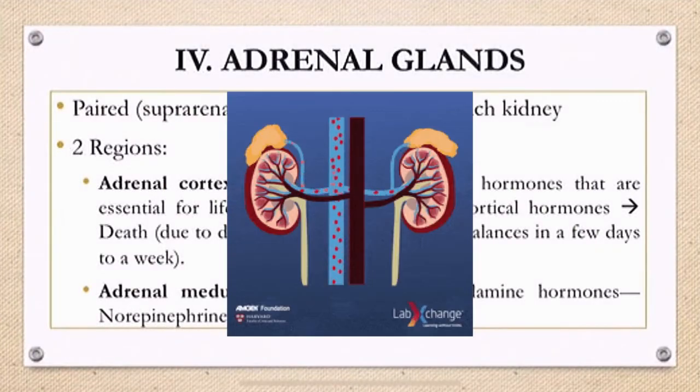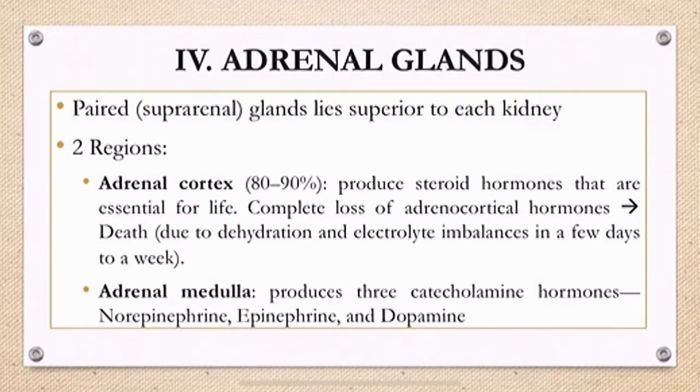The adrenal glands are also known as your suprarenal glands. They are small glands found on top of each kidney. The inner part of the gland is called your adrenal medulla. It produces three catecholamine hormones: your norepinephrine, your epinephrine, and your dopamine.